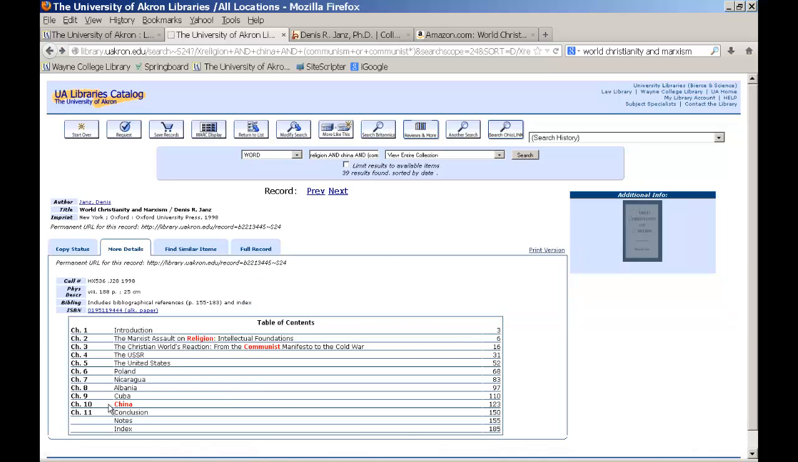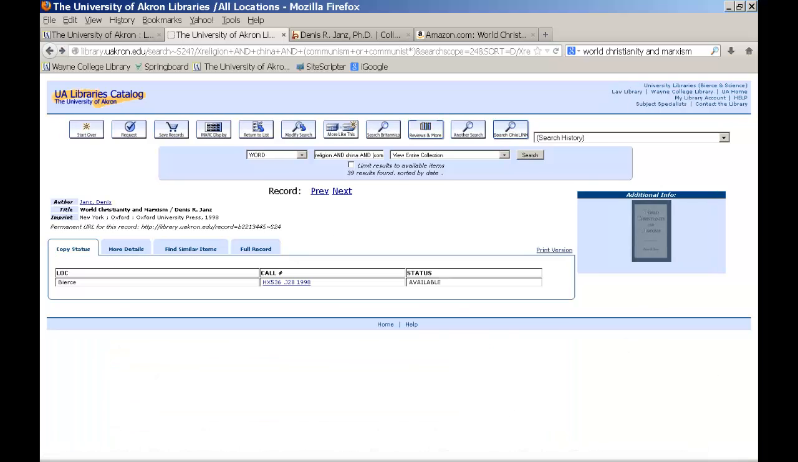And as we can see, China is given its own chapter. It looks like it is about 27 pages long. So we could be certain that China is given a substantial amount of information in this book. However, we aren't completely sure that the information is useful to us. We aren't sure what the book is about. Why are they talking about China?